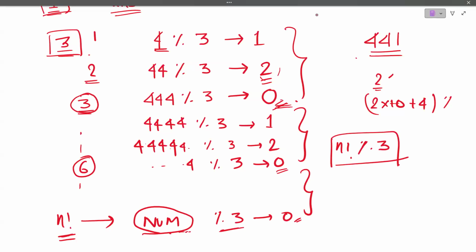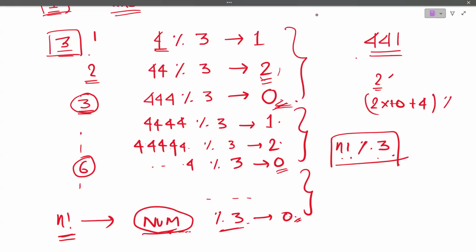That is what I need to do, because I know that a 0 comes after every multiple of 3. So if I check that n factorial is divisible by 3, that means this number num will come at some multiple of 3 here. So its modulo 3 will be 0. But if n factorial is not divisible by 3, then this value num will come somewhere in between, and then the value will be either 1 or 2, and it would not be 0.